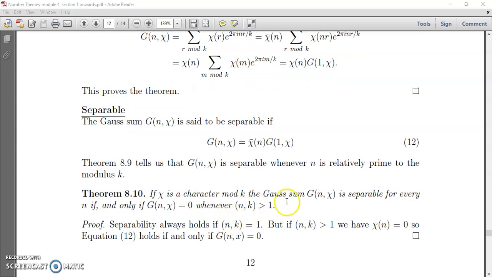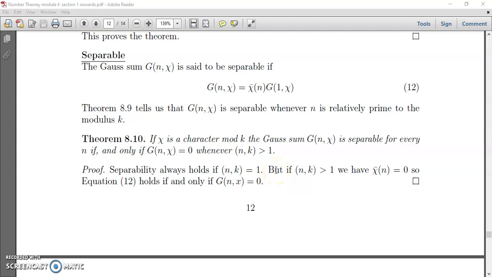If chi is a character mod k, the Gauss sum g of n, chi is separable for every n if and only if g of n, chi equals 0 whenever the GCD of n and k is greater than 1. This is an important result because earlier we studied that g of n, chi is equal to chi bar of n times g of 1, chi. Then this theorem states what happens in the case where the GCD of n and k is greater than 1. In that case g of n, chi is 0.